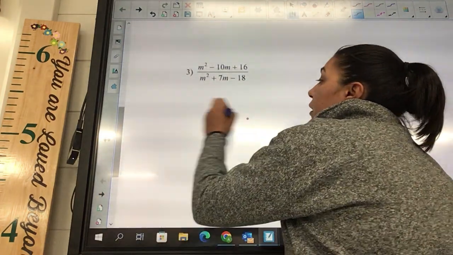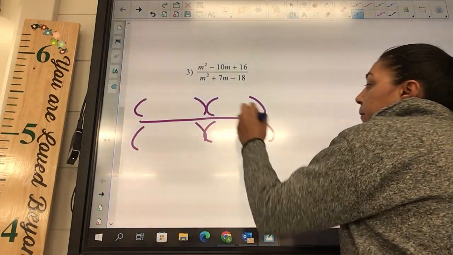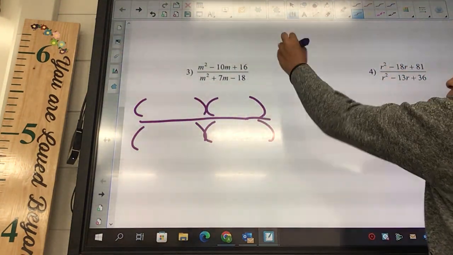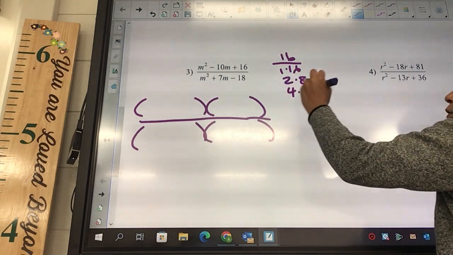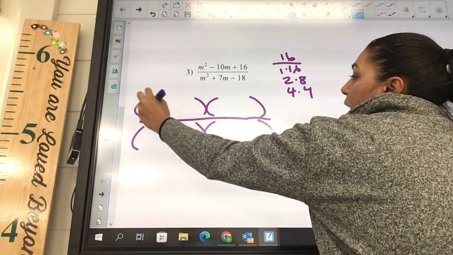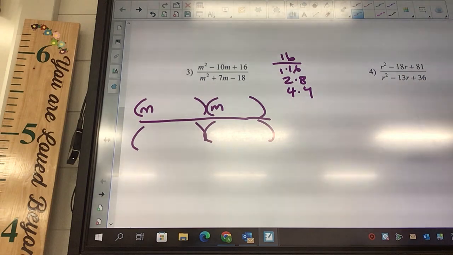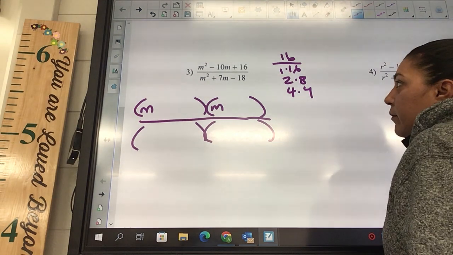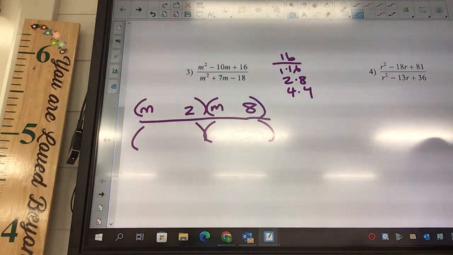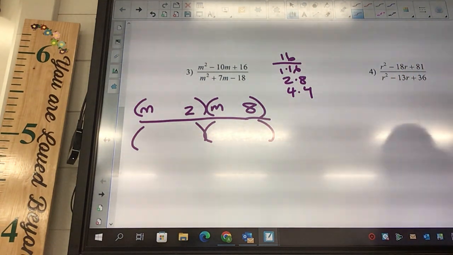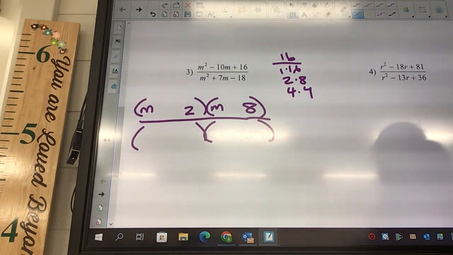Number 3, we're going to draw our parentheses and factor the top as well as the bottom. Again, we just did 16: 1 and 16, 2 and 8, 4 and 4. I need something to give me a 10. 2 and 8, and I need a negative 10. How can I make that happen? Two negatives. Yeah, negative.